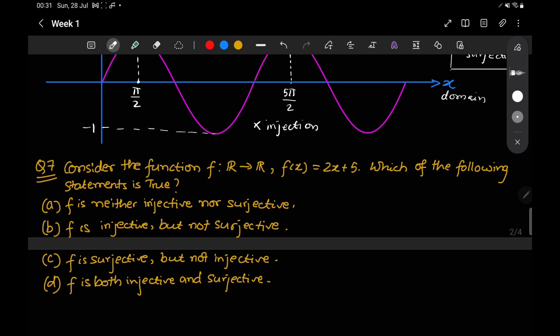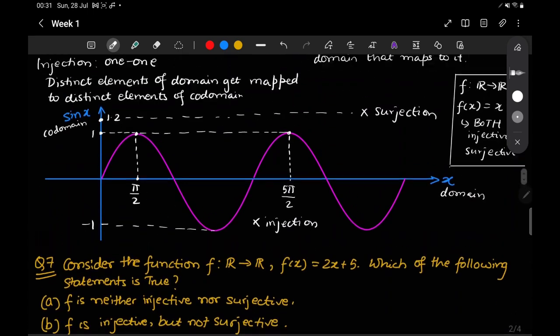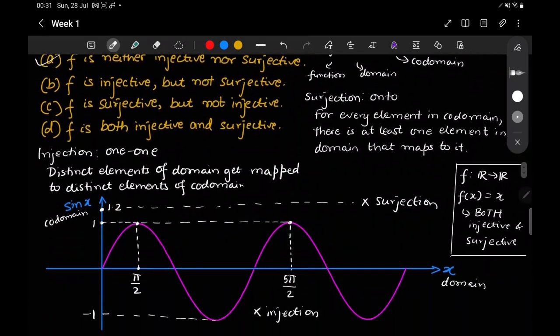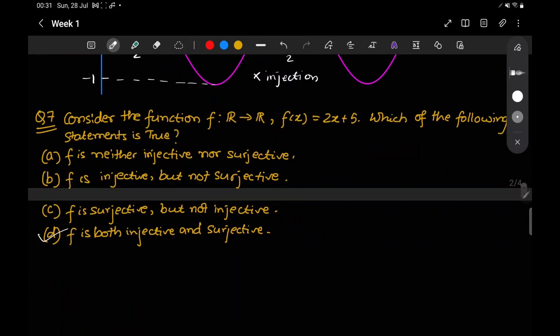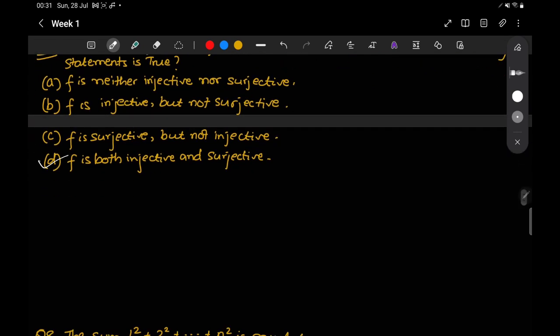Okay, so the correct option is option D. f is both injective and surjective. This is similar to this example that I gave, f(x) equals x. Again, it's a linear function. 2x plus 5 is also a linear function. A linear function from real numbers to real numbers will always be both injective and surjective.